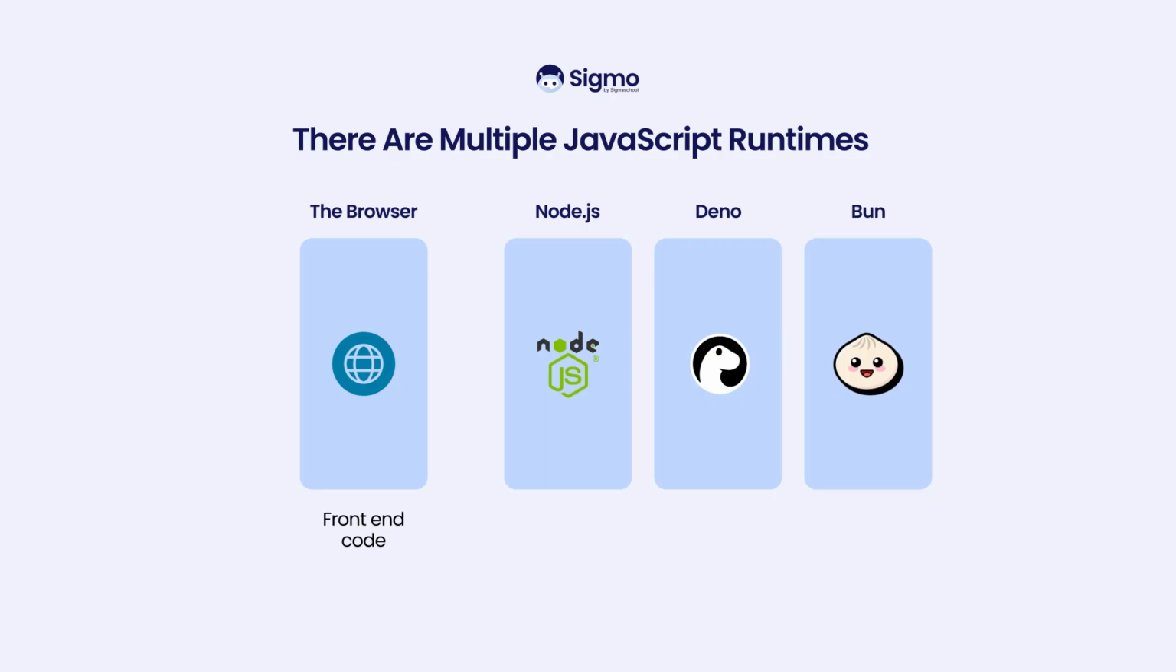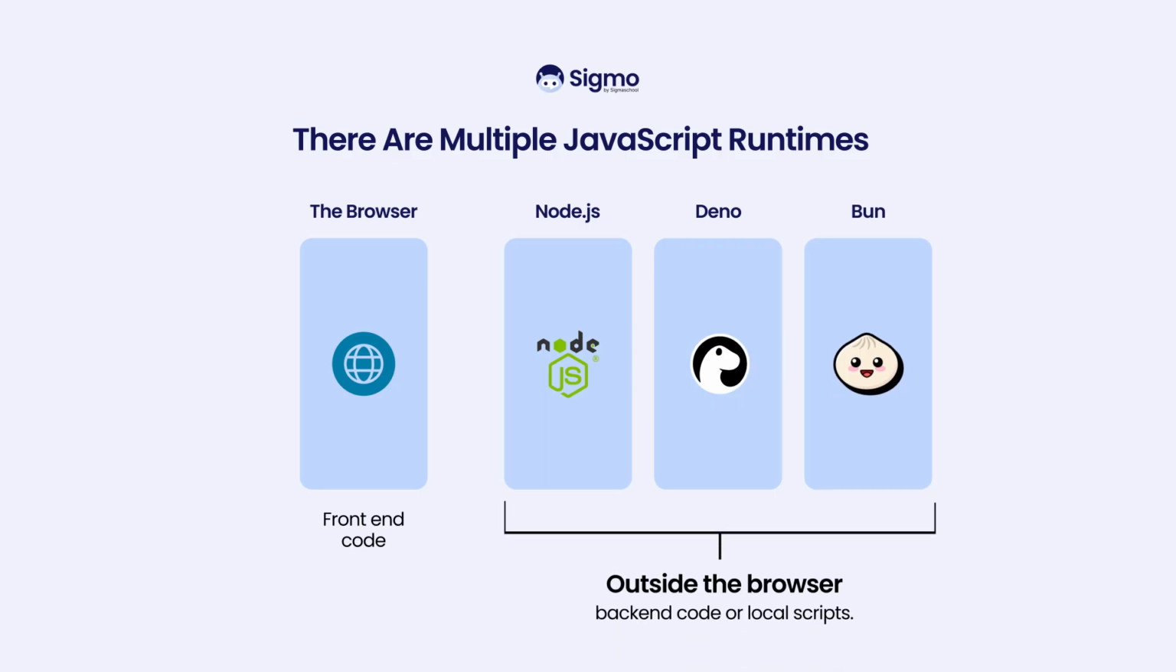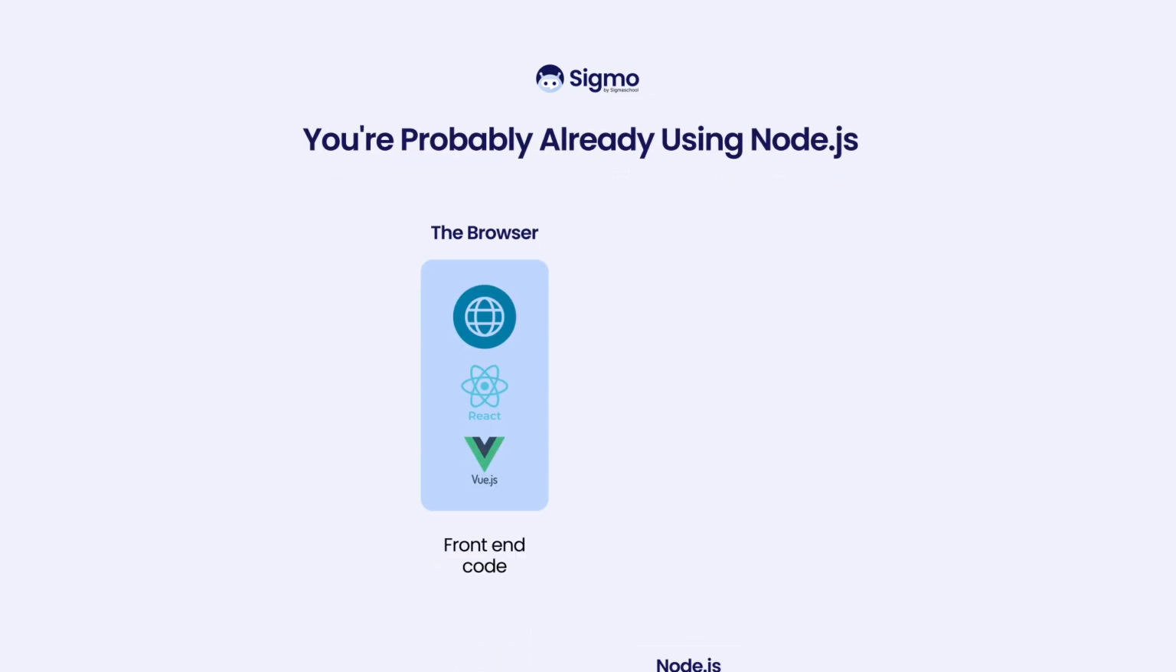Node, Deno, and Bun are all runtimes for running JavaScript outside the browser, typically for back-end code or local scripts. The browser is where your front-end code lives. Here's something that surprises a lot of beginners. Even if you're building a front-end app, you're probably still using Node.js on your local machine. Frameworks like React and Vue use Node tooling to build and bundle your code before it ever reaches the browser.